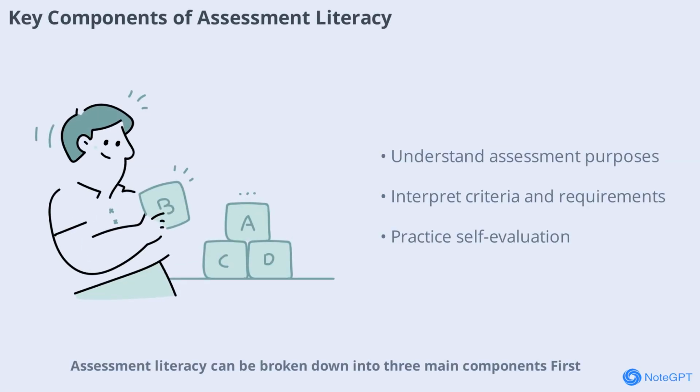Assessment literacy can be broken down into three main components. First, students need to understand the purposes of assessment, why it's being done and how it connects to their learning goals. Second, they must grasp the processes involved, such as interpreting criteria and understanding submission requirements. Third, students should have opportunities to practice judging their own work, learning to identify strengths and areas for improvement. Together, these elements help students navigate the complex world of university assessments with confidence.